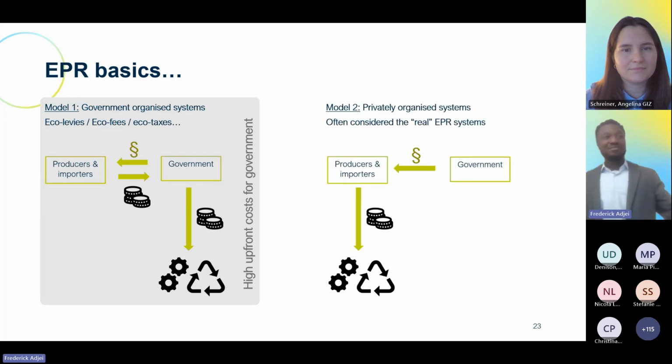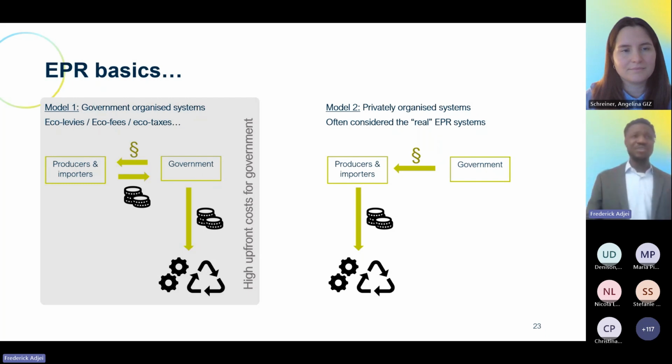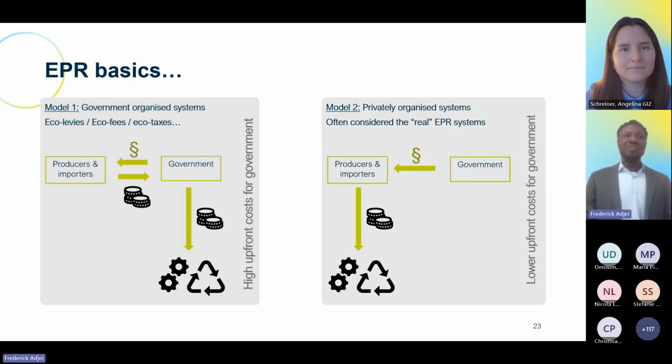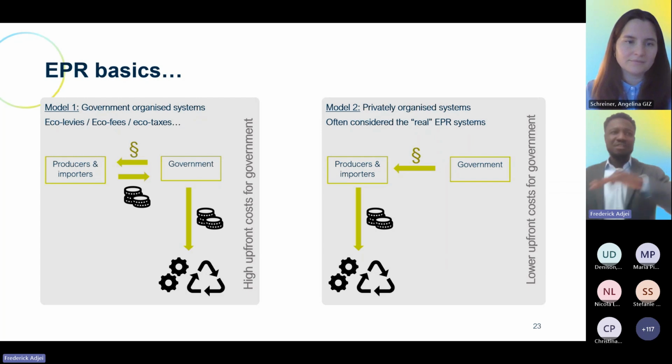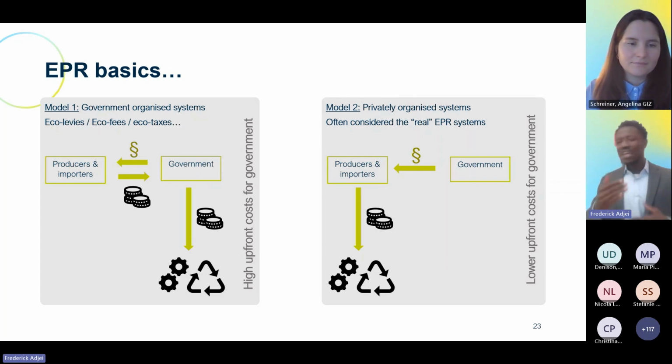Now we have another system where we have perhaps privately organized systems, often termed the real EPR, but I say both are EPR, but usually this is what we call real EPR. So government only makes regulations, and then producers and importers set up their own systems through PROs to handle end-of-life management. This perhaps has lower cost for government. Government is simply looking at perhaps reporting data, perhaps enforcing regulation, changing the regulation as the system is changing, as technology changes.